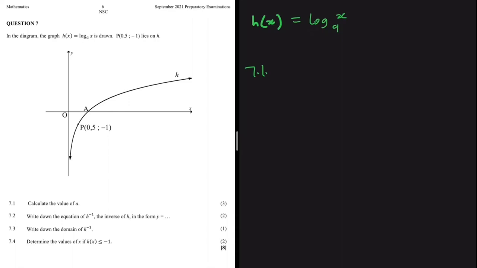Let me show you the rule I'm talking about. So we're saying that log of a base b, if this equals c, then a is equal to b to the power of c. This is the rule we are going to be using.